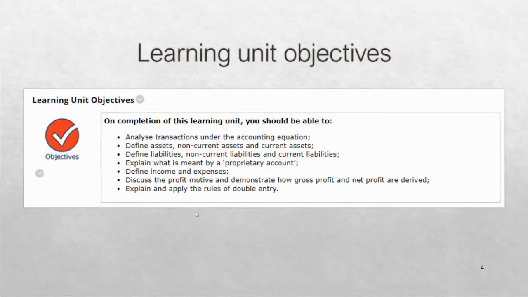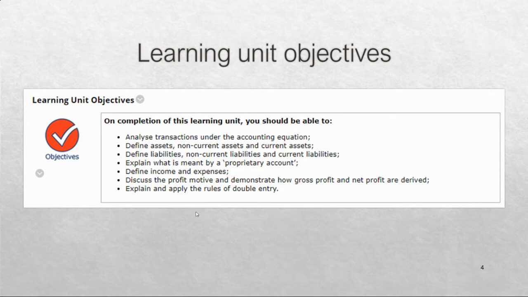Now we're going to talk about that later today, and the same for your liabilities. You need to be able to give me an explanation what a liability is, and then tell me how would you distinguish between what's non-current, what's current. Then you need to be able to explain what is meant by proprietary account, and then define income and expenses. So when you see the word define, it basically means explain.